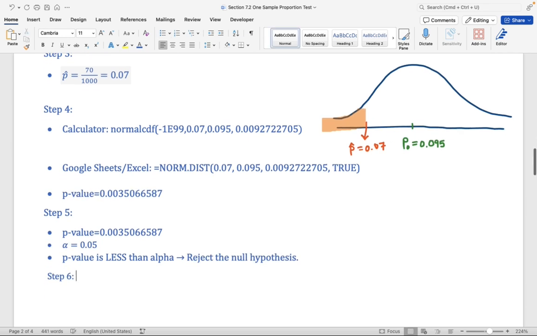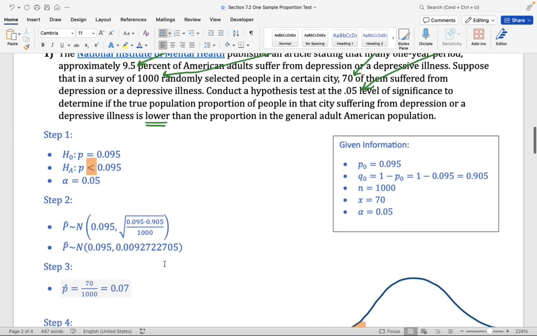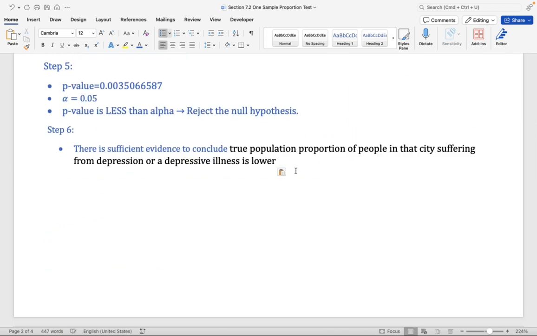On step 5, we're going to write a conclusion. We're going to say there is sufficient evidence to conclude the alternative hypothesis, right? What is the alternative hypothesis? The alternative hypothesis is that the true population proportion of people in the city suffering from depression or a depressive illness is lower. So I'm just going to go ahead and copy this. Is lower than 0.095. Notice here we're describing the population proportion and we're saying this value is lower than 0.095.